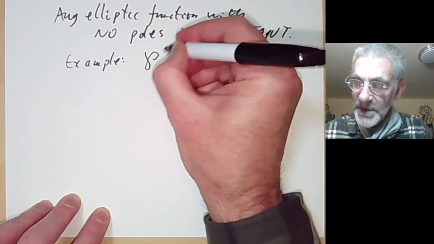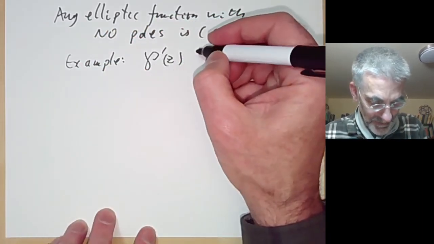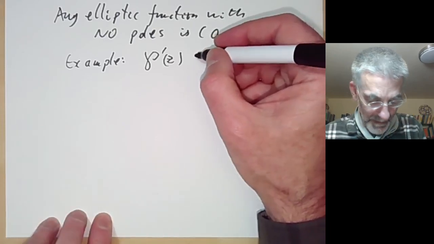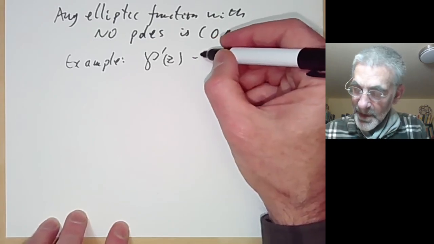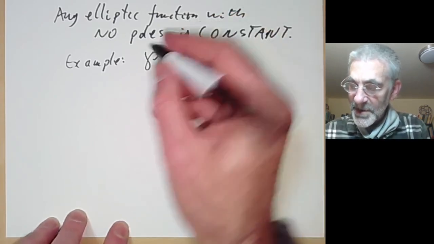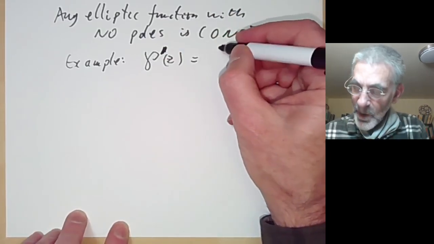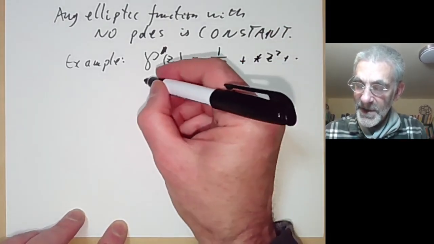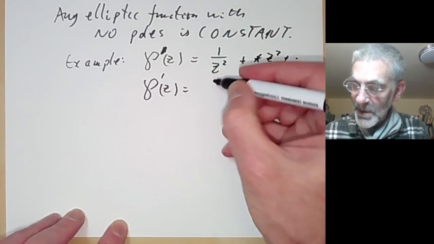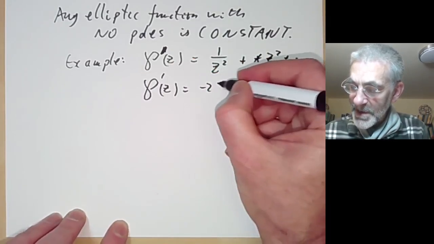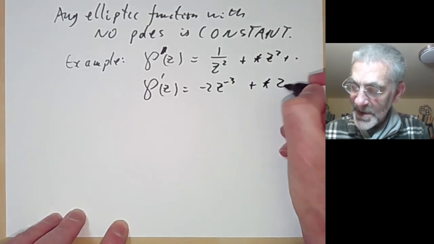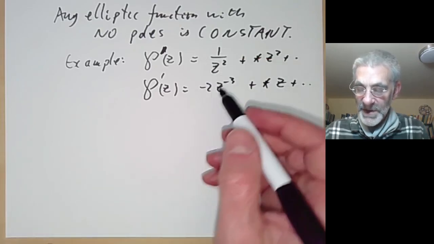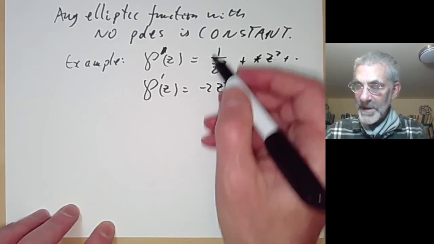We know the derivative of the Weierstrass function. Actually, let's start by just having the Weierstrass function. So this is equal to 1 over z squared plus something times z squared plus higher terms. So the derivative of the Weierstrass function is equal to minus 2 z to the minus 3 plus something times z plus higher terms. So this is a pole of order 3 at 0, and this is a pole of order 2 at 0. And now we can cancel out these poles as follows.